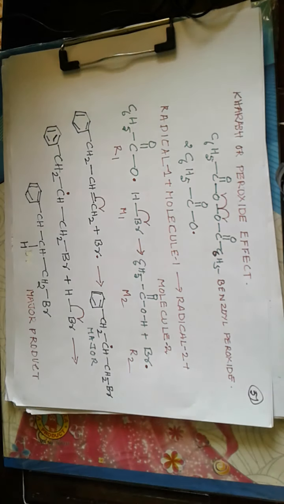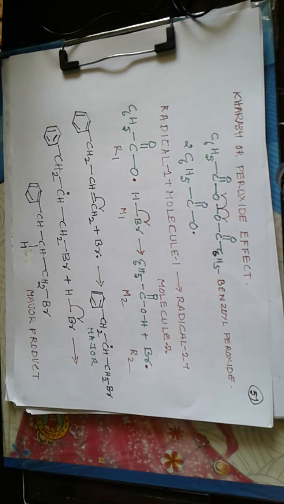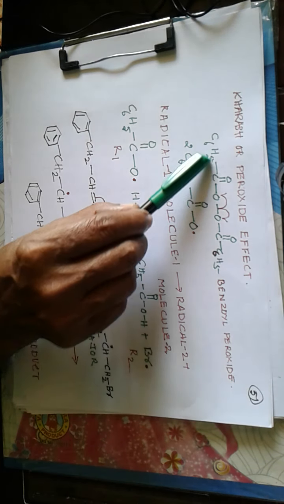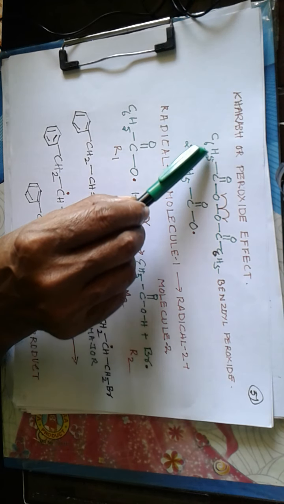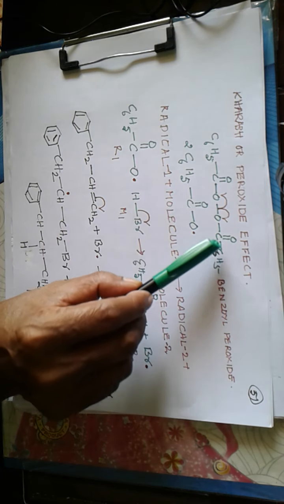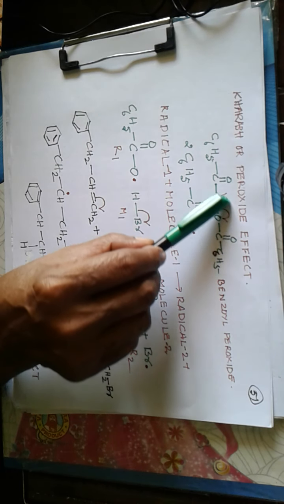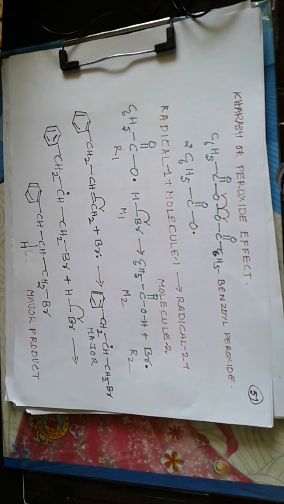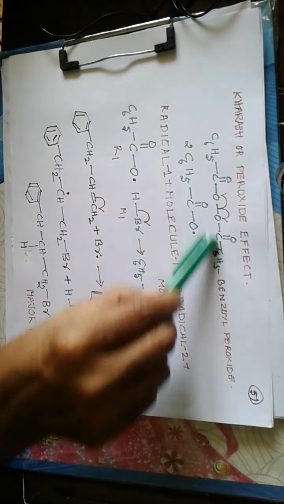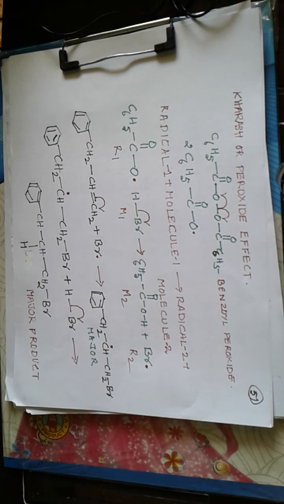In the presence of a peroxide, the addition is against Markownikov's rule, or anti-Markownikov's addition occurs. So the reaction is a free radical reaction initiated by light. Now there is a peroxide called benzoyl peroxide. Benzoyl group is C6H5CO. This O-O linkage with the two valencies is called the peroxide linkage. So this compound as a whole is called benzoyl peroxide, which is commonly used for such reactions.